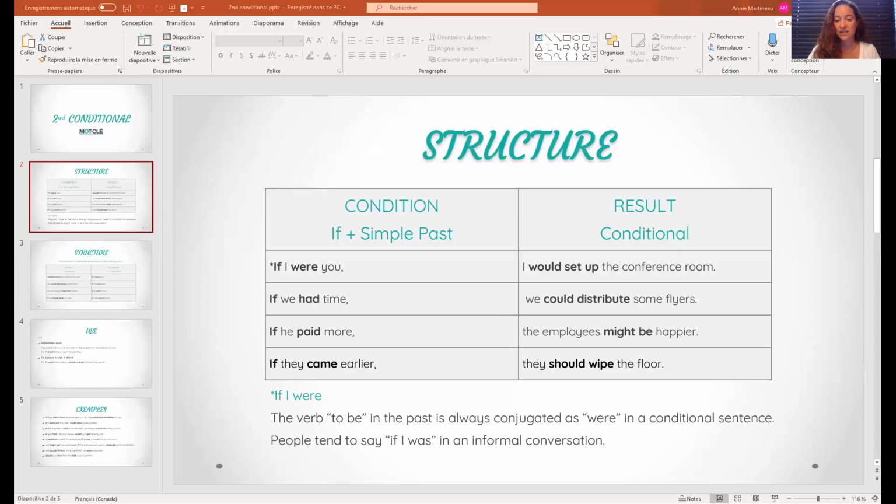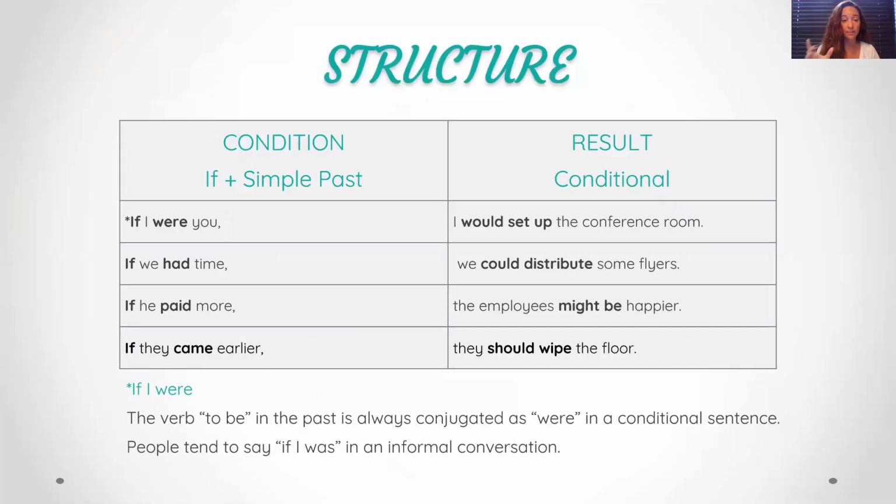So now I will share my computer to give you more examples. You see, same as in the first conditional, we have a condition with if, but in that case, we use the simple past. And then the other part of the sentence is a result. So what I would do if I had my condition. Always the same form.